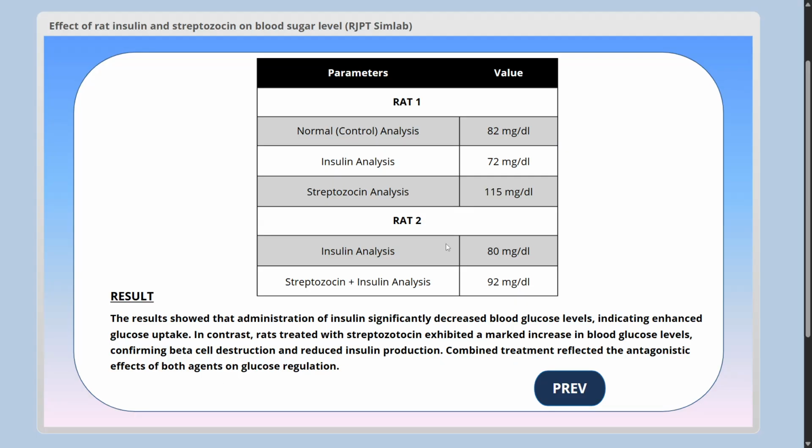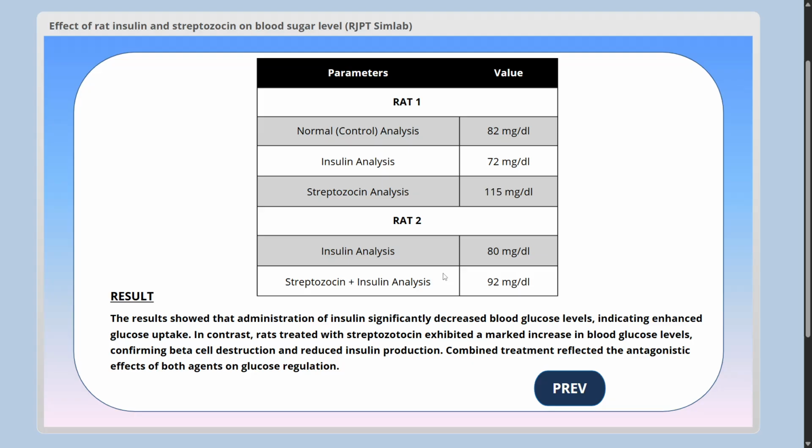So after that, from the different rats' observations, for a different rat we used the combined effect of streptozocin and insulin, and it has shown an antagonistic effect. Even after streptozocin's effect, insulin has shown its effect and decreased the blood glucose level. Even after streptozocin's increased value, it has shown a good blood glucose regulation due to the combined effect of both agents. So we have understood the effect of streptozocin and insulin and the combined effect of streptozocin and insulin.